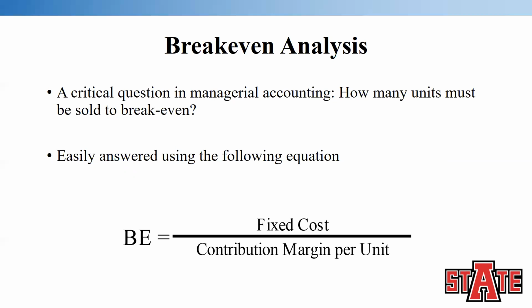Break-even analysis for our purposes is very easily answered using the following equation. Assuming we know what our fixed costs are for the entire year, and we know our contribution margin per unit, we simply divide fixed costs by our contribution margin per unit. And that's going to tell me the number of units I must sell to break even. Now, the example we'll look at from the book uses fictional numbers, so it comes out to be a nice, easy number to deal with.